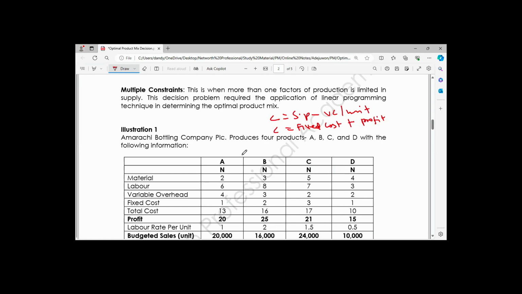Say, for example, the key factor is material. So when you want to determine contribution per material, you divide contribution by the material per unit, the material kilogram per unit. So that's for that. Then, of course, step 4, you rank your contribution or savings per key factor in descending order. That will be your step 4.